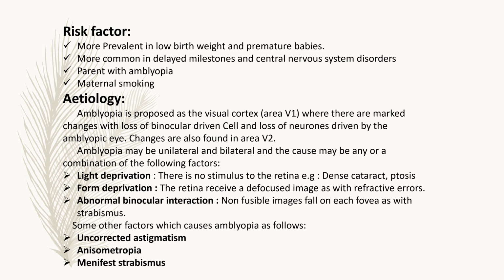Etiology. Amblyopia is proposed to involve the visual cortex area V1, where there are marked changes with loss of binocularly driven cells and loss of neurons driven by the amblyopic eye. Changes are also found in area V2. Amblyopia may be unilateral or bilateral, and the cause may be any or a combination of the following factors: light deprivation, form deprivation, abnormal binocular interaction.